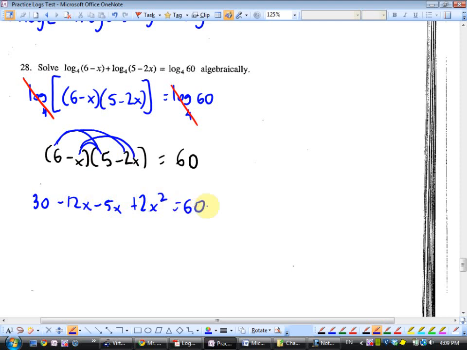What kind of an equation is this? How do I know? Make it equal to 0 first thing. So I'm going to write this as 2x squared minus 17x, and I'm going to minus the 60 over to this side where there was already a positive 30.